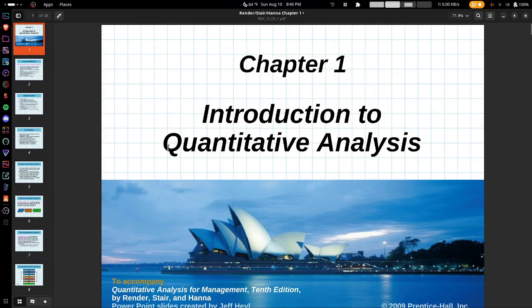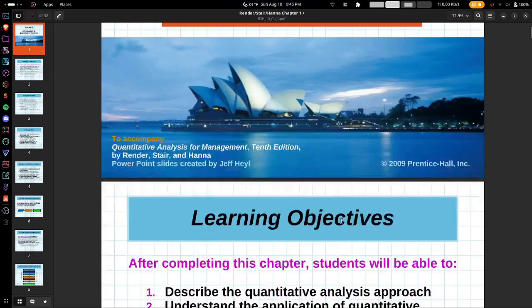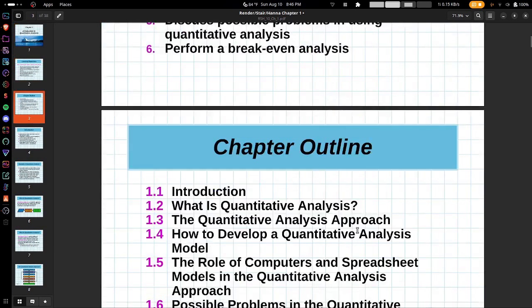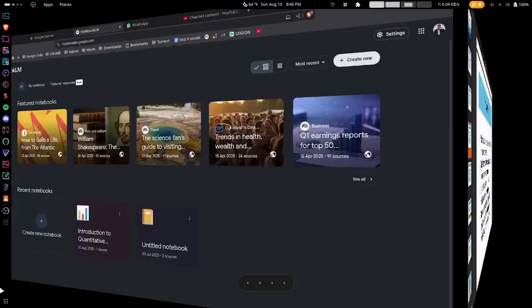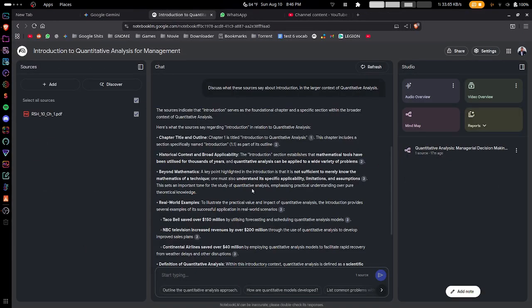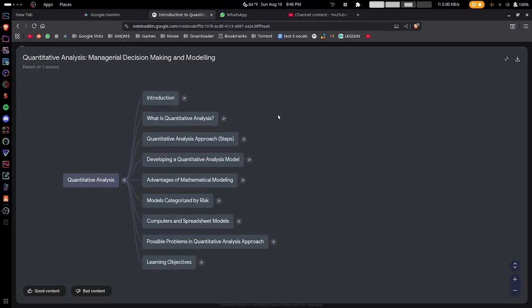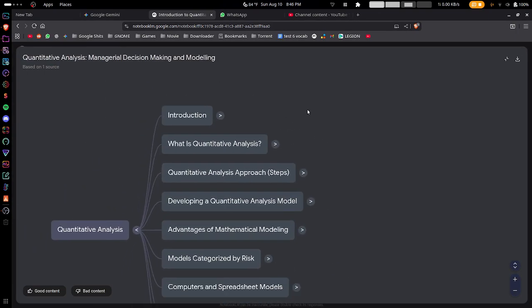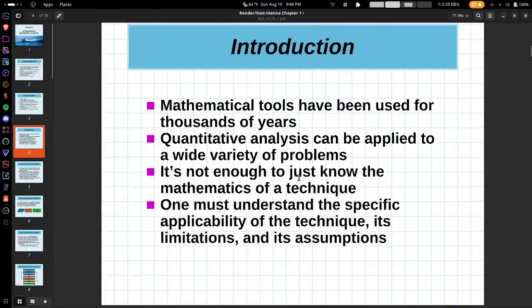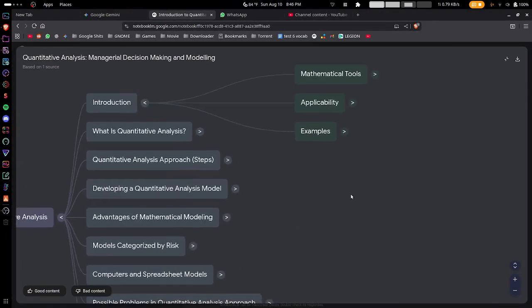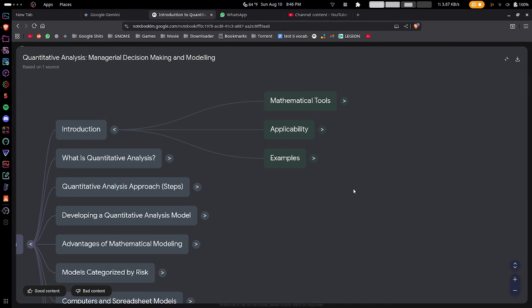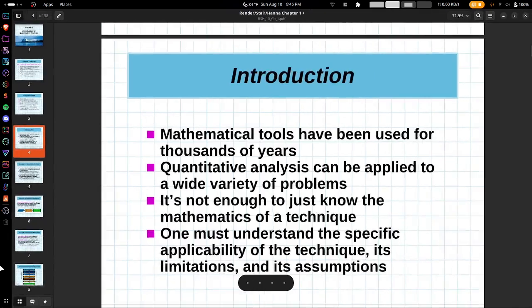Introduction to quantitative analysis, which is supposed to be like doing some analysis using quantity. If we want to go structurally, we are using the notebook. Just go one by one. So this is our introduction. In the introduction, we have three things to discuss: mathematical tools, adaptability, and examples.